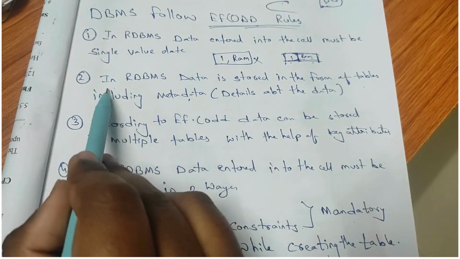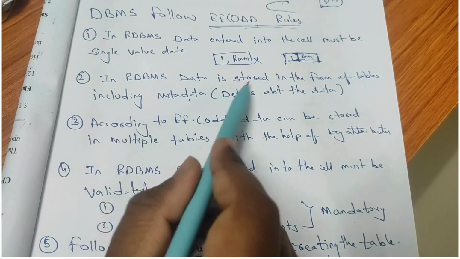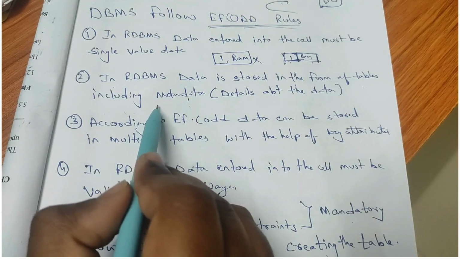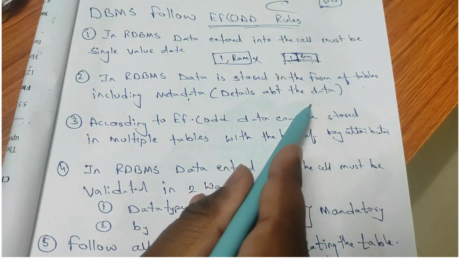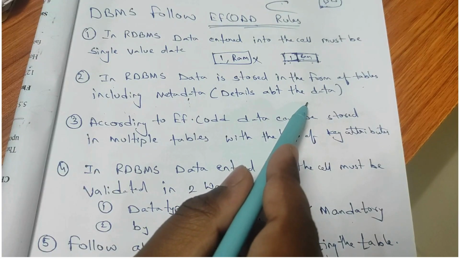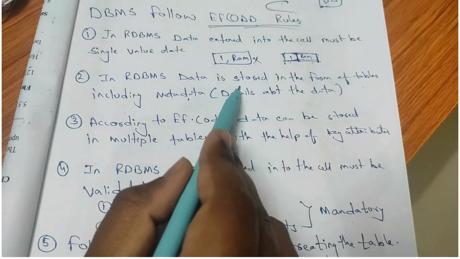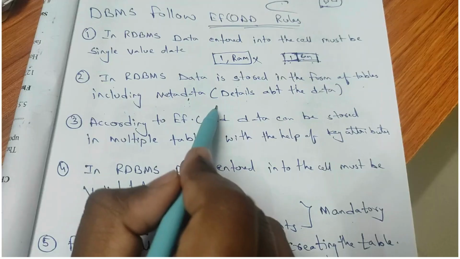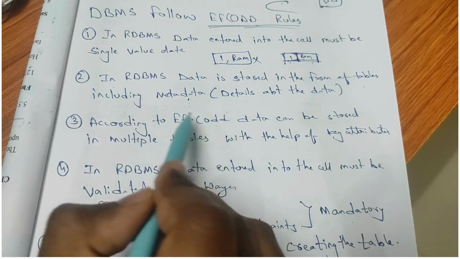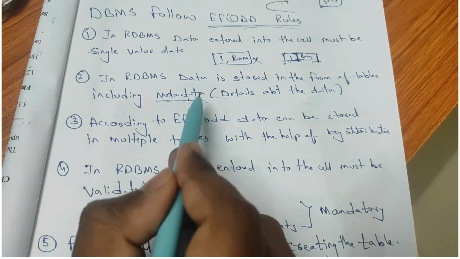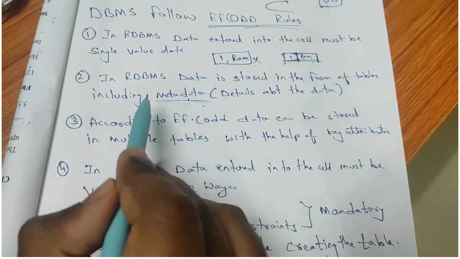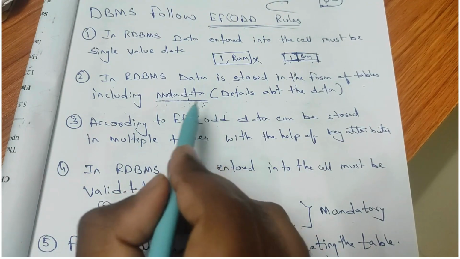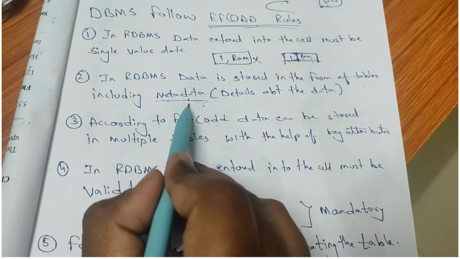The second rule is that in an RDBMS, data is stored in the form of tables, and metadata is also created here. Metadata is nothing but the details about the data. If we have created a product, the details about the product will be in the metadata, like the product contains a name, size and price. That is called metadata. Here metadata is created in a meta table.